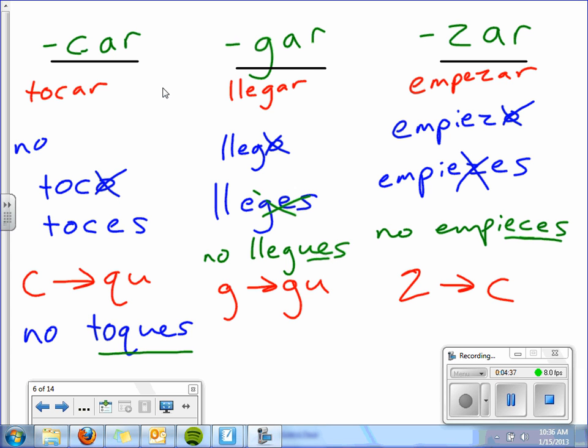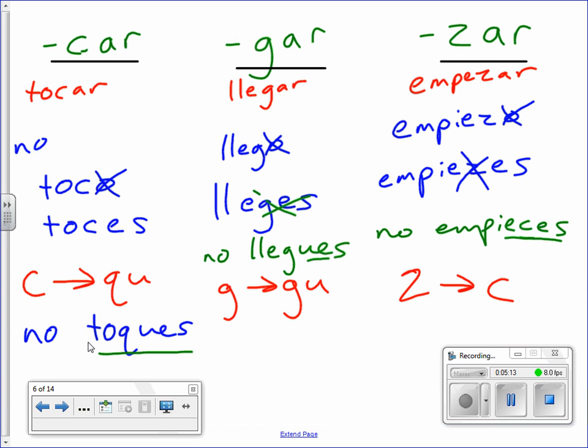All right, if you want to say don't touch, like you're in a store and there's lots of glass or valuable things around, don't touch. Okay, so our steps, 1, 2, 3. Step 1, the yo form, toco, drop the O, step 2, and then add the opposite ending, step 3. No toques. But because of how the Spanish language works, if an E comes after a C, technically that C is pronounced like an S. So this would be read toses. But because we want it to say toques, we have to change the C to QU. It takes a spelling change. So our new verb would be no toques. Don't touch.